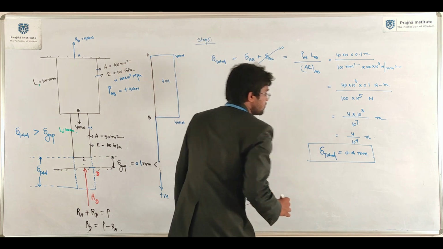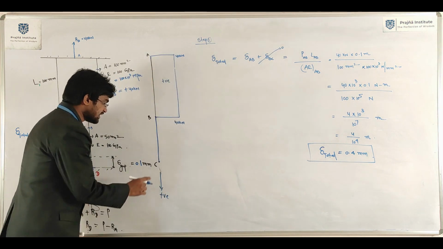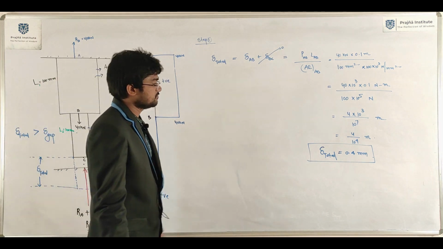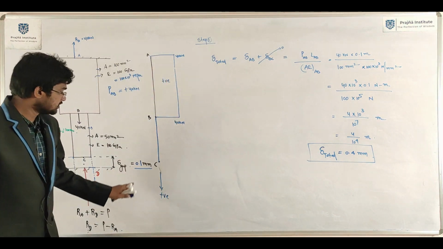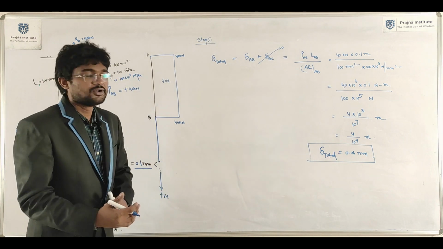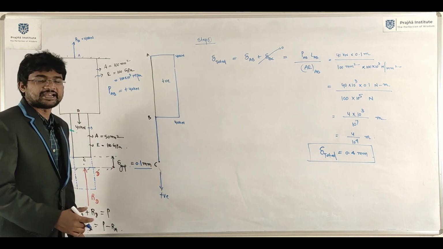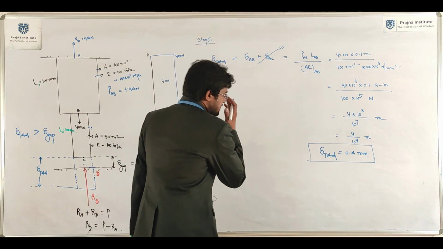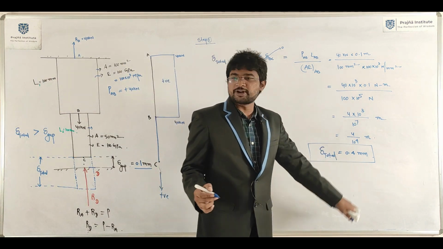Delta total equals 0.4 mm. Delta gap I have given as 0.1 mm. Now we can get RD. If it is 1 mm, it is an impossible task. We just need to calculate the support reactions, right? Adjust this 0.1 mm. That's it. Just correct, 0.4 mm.